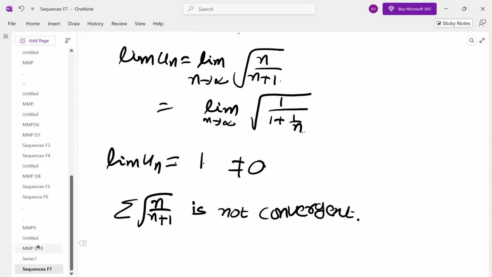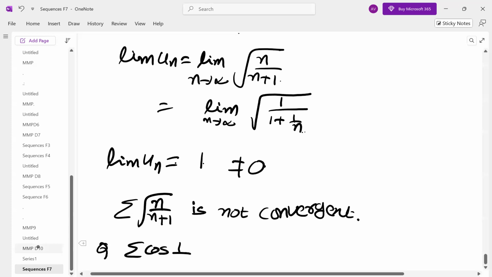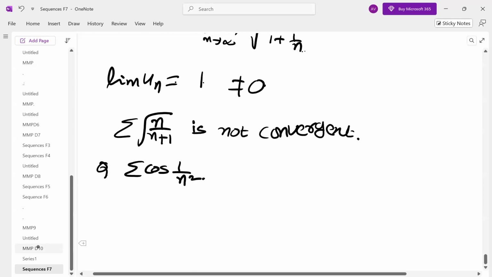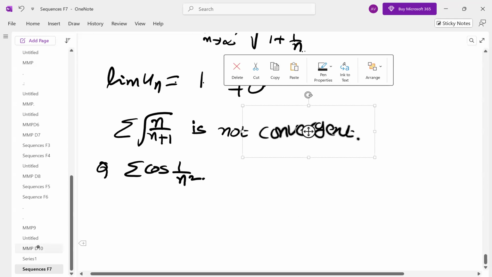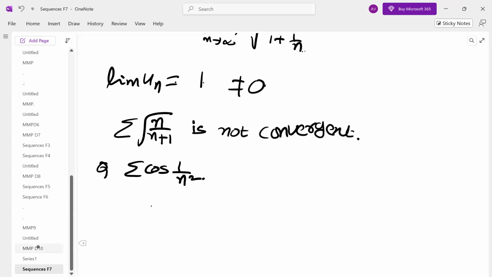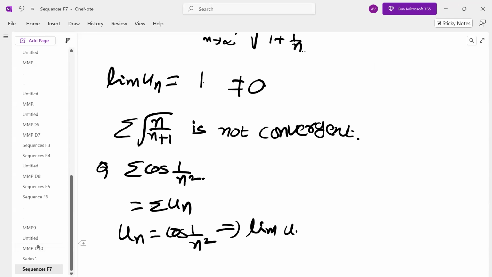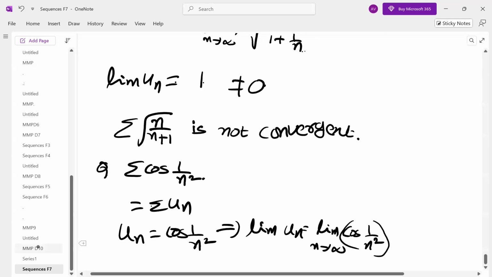Next. Cos 1 by n square. Cos 1 by n we have done. What can you say about cos 1 by n square? So let us see. This is summation un. So un is cos 1 by n square. So find out limit, n tending to infinity, cos 1 by n square. As n tends to infinity, 1 by infinity is 0, cos 0 is 1, which is not 0.